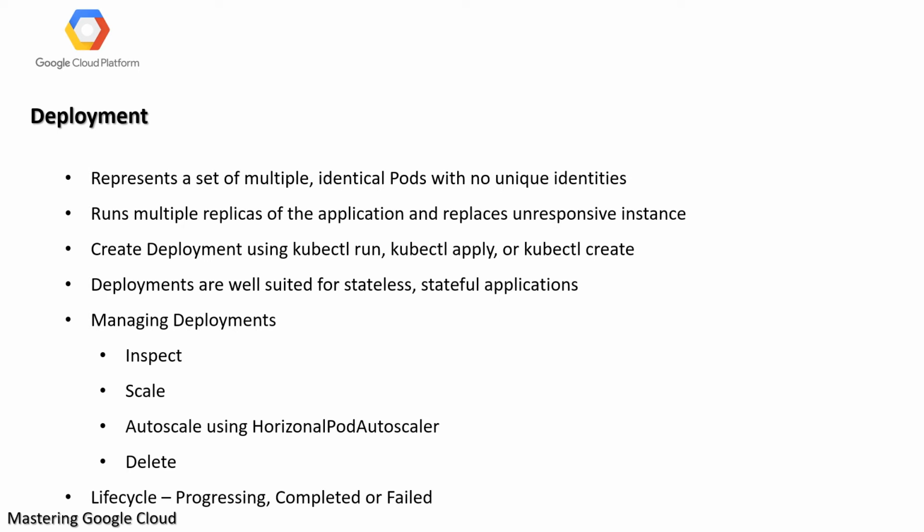A completed state indicates the deployment has successfully completed its tasks. A failed state indicates the deployment has encountered one or more issues that prevent it from completing its tasks. To scale a deployment, run a kubectl scale command.